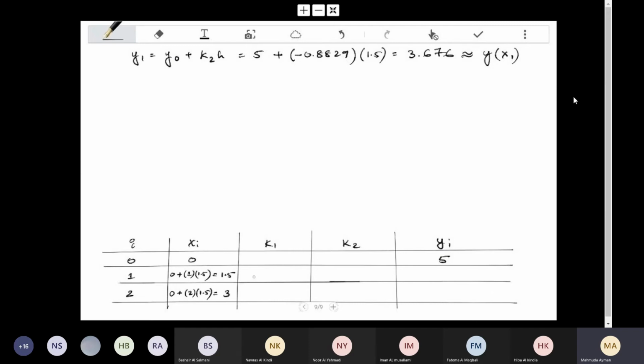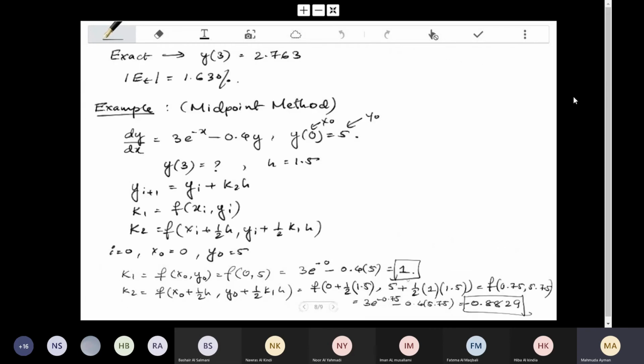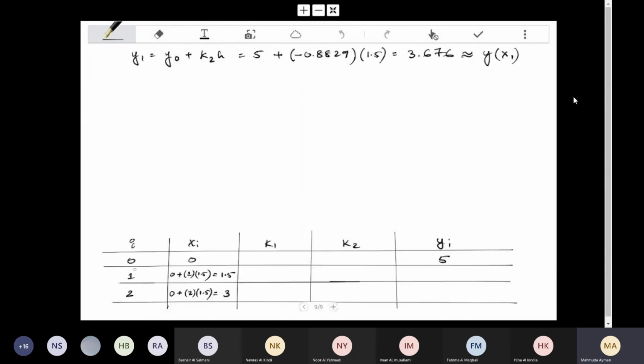So here we have just calculated the values of k1 is 1, k2 is minus 0.8829. So here for when i is equal to 1, we have k1 as 1, and here we have minus 0.8829, and y1 is 3.676. So this is approximately y at x1, which is 1.5. So this is the value of y at x is equal to 1.5.